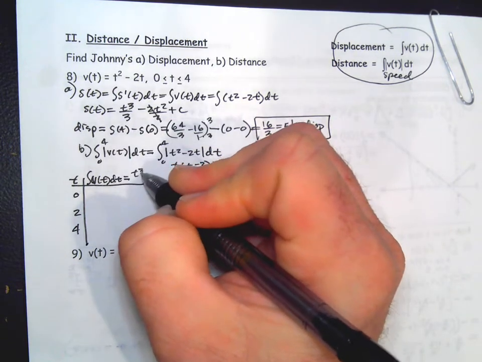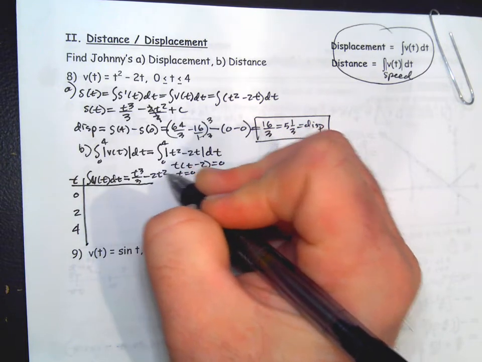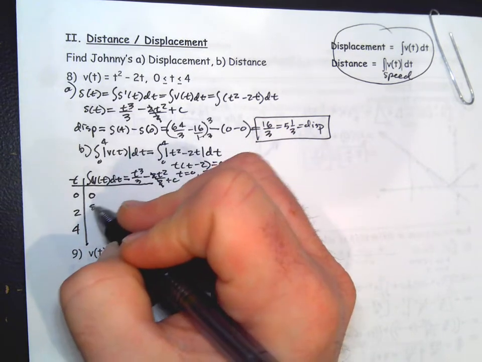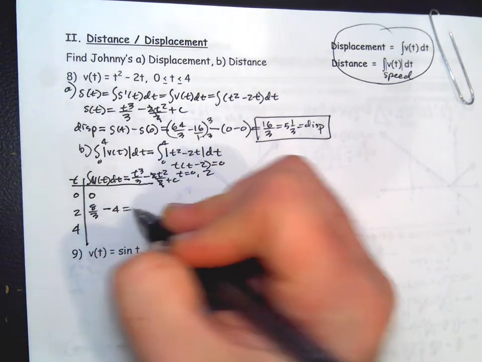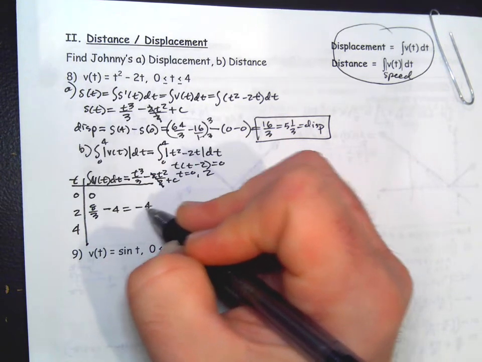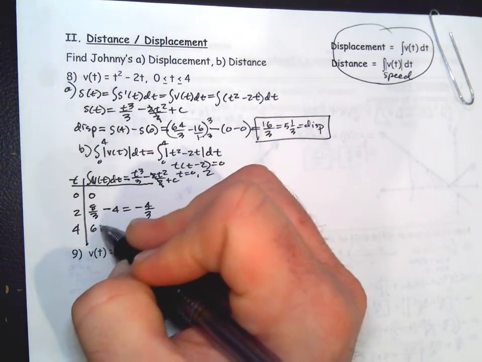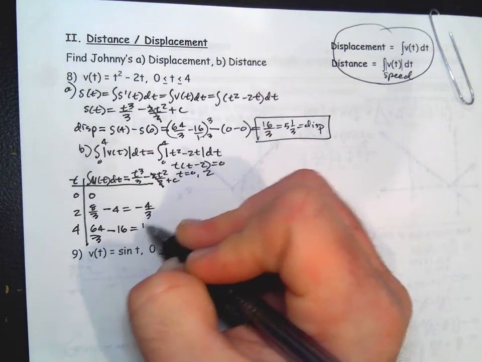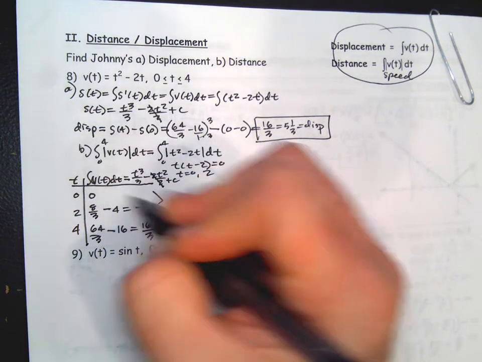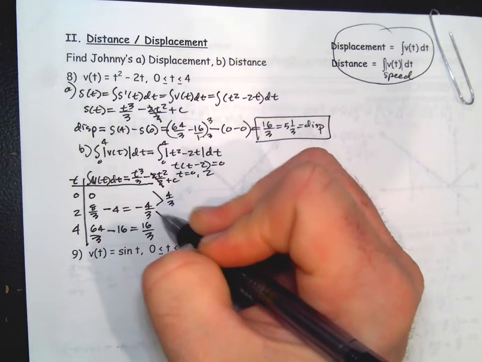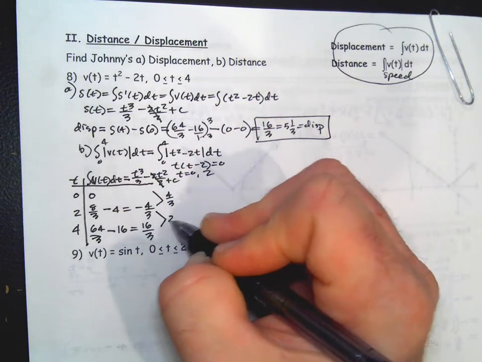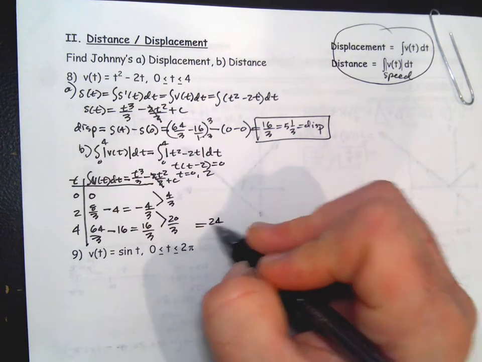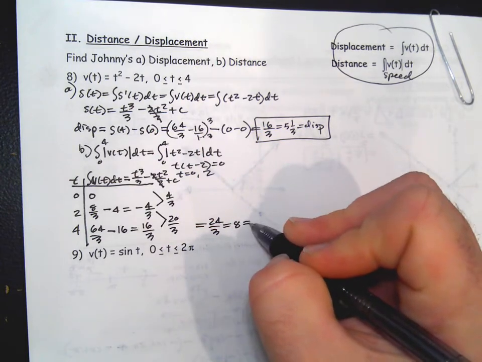That's t cubed over 3 minus 2t squared over 2 plus c. Don't need to worry about it. If you plug 0 in, you get 0. If you plug 2 in, you get 8 thirds minus 4, which is negative 4 thirds. If you plug 4 in, you get 64 thirds minus 16, so it's going to be 16 thirds, and then you find the distance. Distance between 0 and negative 4 thirds is positive 4 thirds. The distance between negative 4 thirds and positive 16 thirds is 20 thirds. Think number line. So the answer is going to be 24 thirds, which is going to be 8 for your distance.